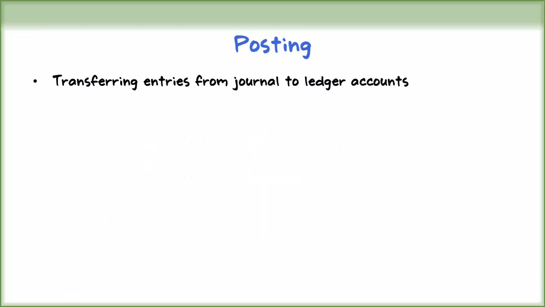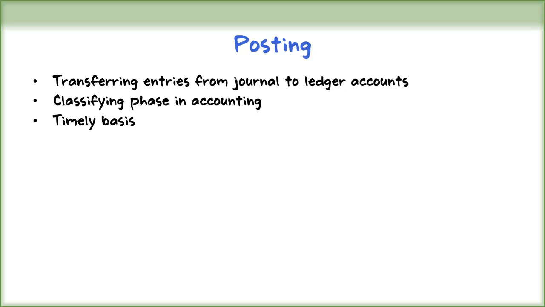In this video, we will learn how to post journal entries to ledger accounts. Posting is the process of transferring entries from the journals to the ledger accounts. Posting to the ledger is the classifying phase in accounting where the effects of journal entries are recorded into individual accounts. Posting should be made on a timely basis to ensure that the ledger is up to date.